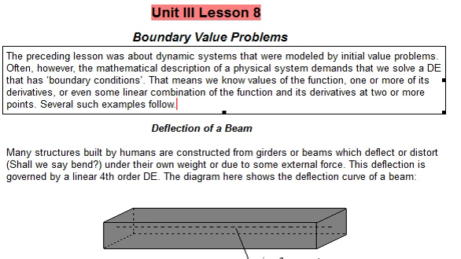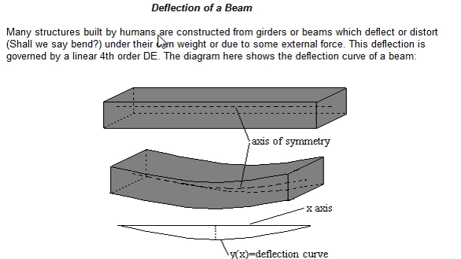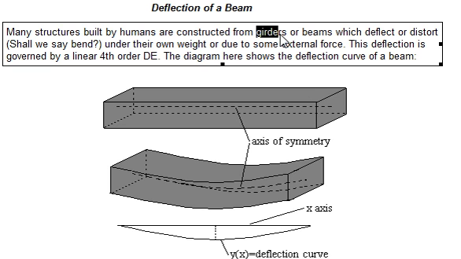Here's one for the civil engineers: deflection of a beam. Many structures built by humans are constructed from girders or beams which deflect or distort, shall we say, they bend under their own weight or due to some external force. This deflection is governed by a linear fourth-order differential equation. And if this is our beam, if we hang the beam on this side and this side, then it bends in the middle a little bit. That's called deflection.